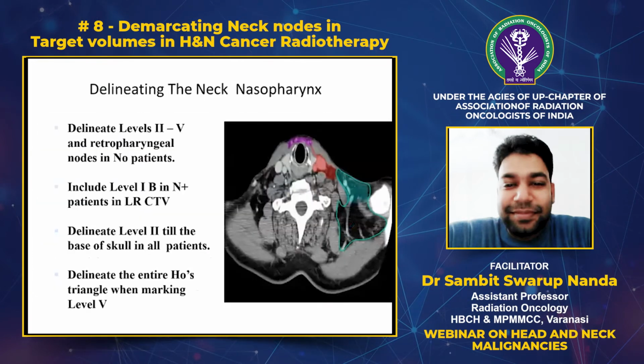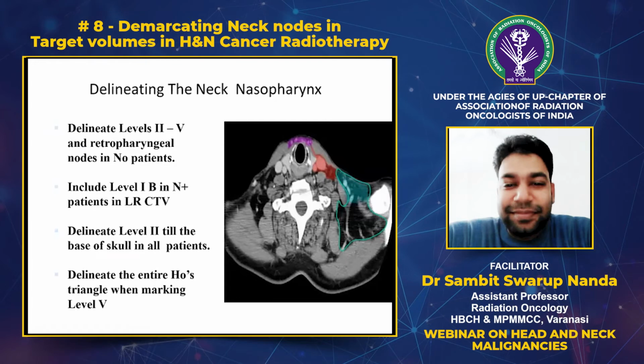Now, some typical thing is for the nasopharynx, where the chances of nodal involvement is significantly higher as compared to other subsites, even with very small disease. And the other important factor is that retropharyngeal group are almost invariably involved in all the nasopharynx tumors. And level 5 group of lymph nodes has significantly high chance of involvement. So while contouring the level 5 group of lymph nodes in case of nasopharynx, the entire host triangle is to be taken into account as shown in this diagram.